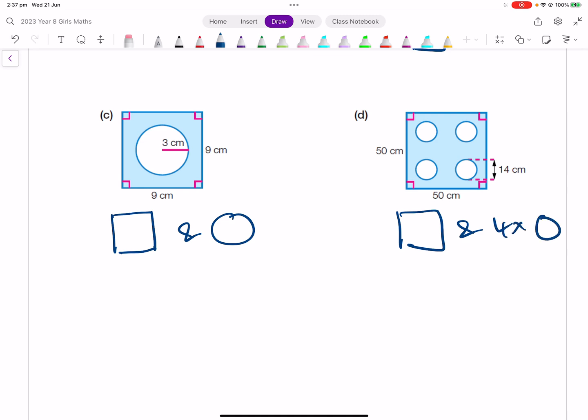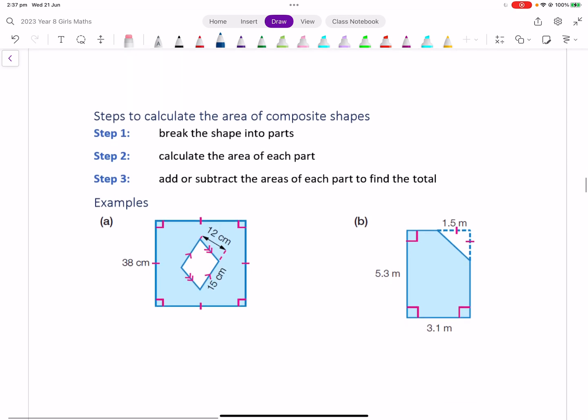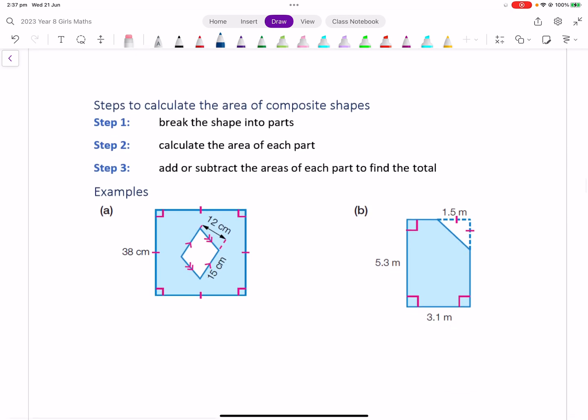Yeah? So what we can do when we're trying to calculate the area of a composite shape is we go step 1, break it into its parts. Step 2, calculate the area of each part. And then depending on whether we're adding or subtracting, we get the area.